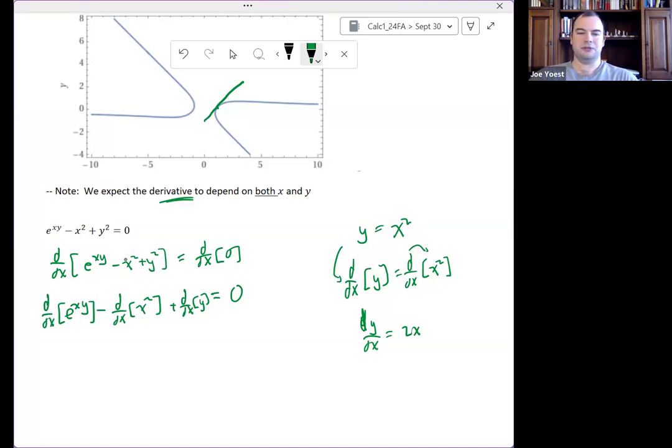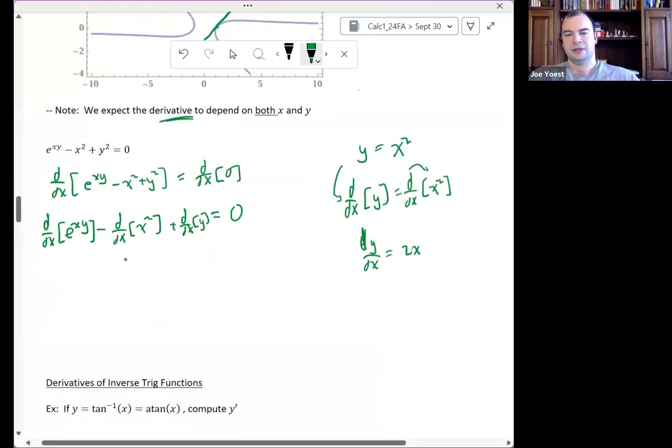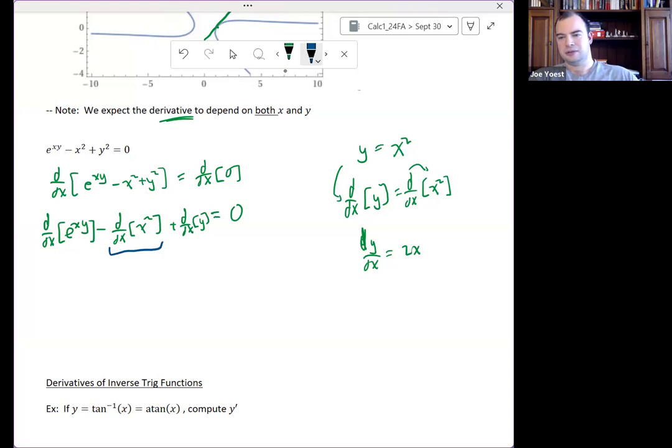So I split the sum or difference apart into the sum or difference of derivatives. And now I actually see another derivative that I can do pretty easily. Well, this one, it's just a regular old derivative. It looks just like that one. This is just going to be 2x.